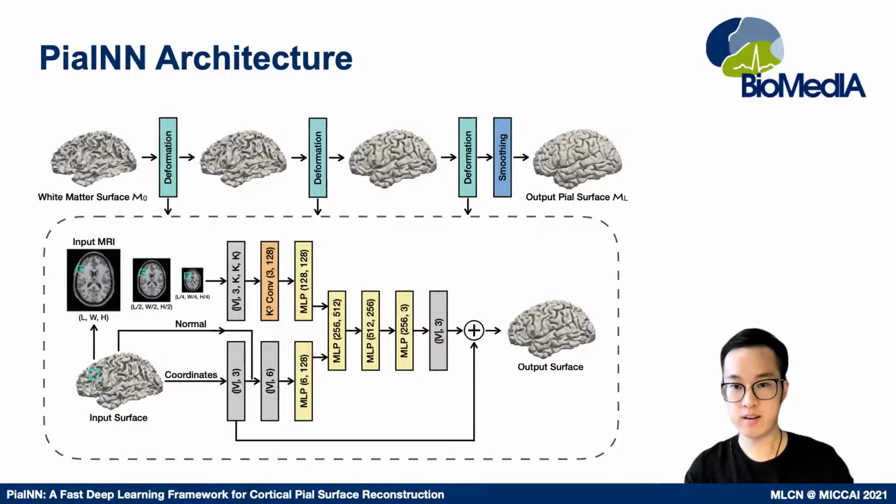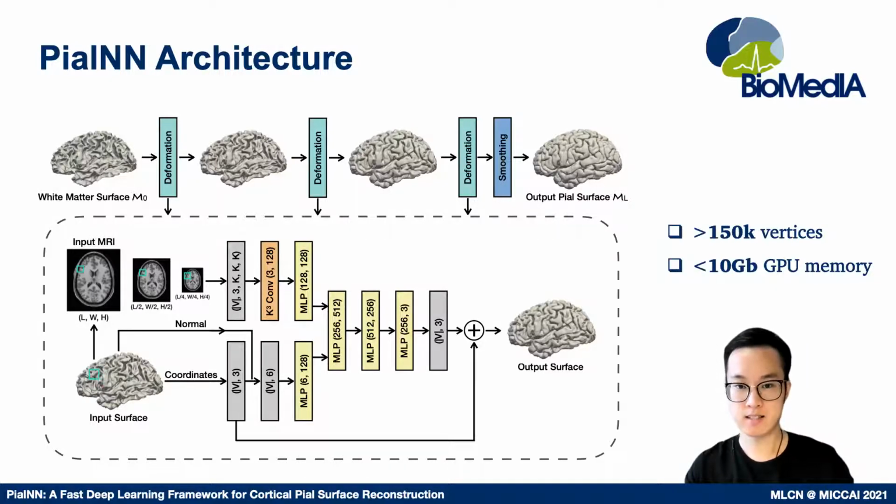The overall PialNN architecture actually employs 3 deformation blocks. A differentiable Laplacian smooth layer is used to reduce the self-intersections. Our architecture is lightweight and memory efficient, which allows us to process high-resolution mesh data with 150,000 vertices, and it only requires less than 10 GB GPU memory.